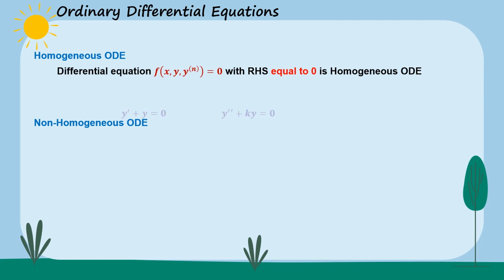For example, take some equations. See that y dash plus y equal to 0, right? So it's a homogeneous equation. y double dash plus ky equal to 0. It's again homogeneous. There is no separate constant term. So that is called homogeneous.